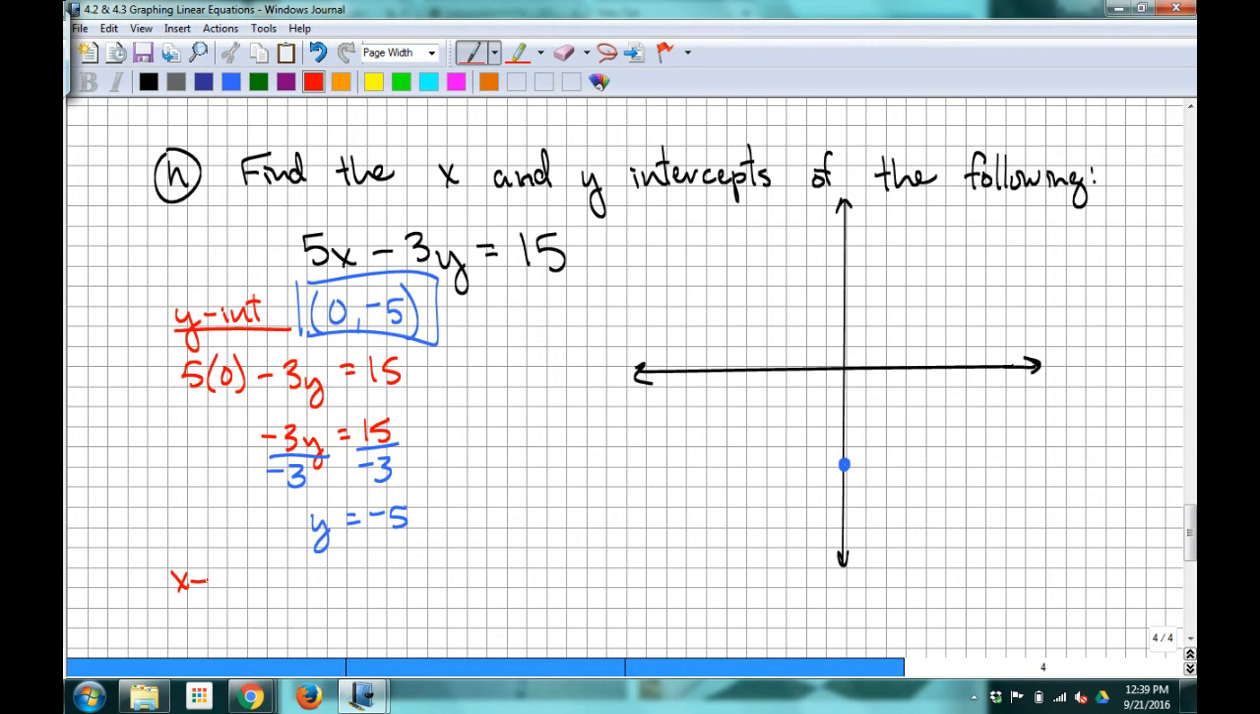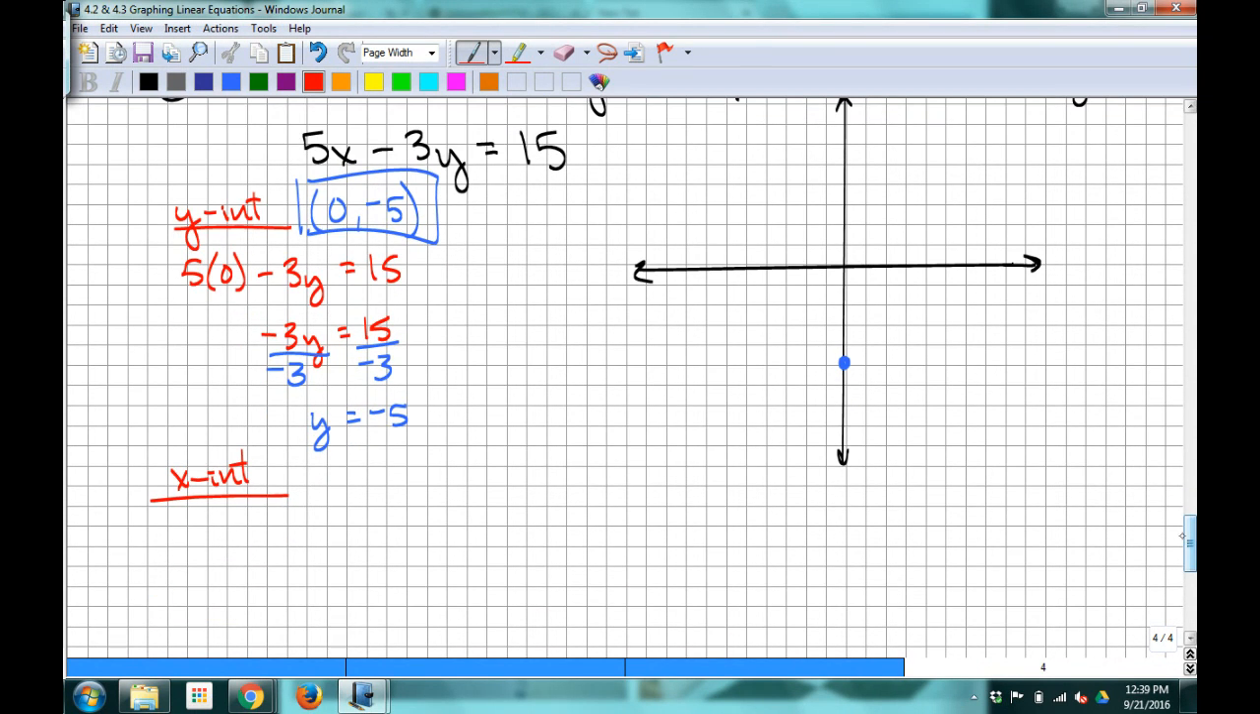To find the x-intercept, where would we put a 0? In for y, because any point that's on the x-axis, like this point right here, is 1, 0. The 0 is in the place of the y. Okay. So I have 5x minus 3 times 0 equals 15. Well, that gets me 5x equals 15. Divided by 5, x is equal to 3. So the x-intercept is this point 3, 0. So I go to 3, 0, put a dot.